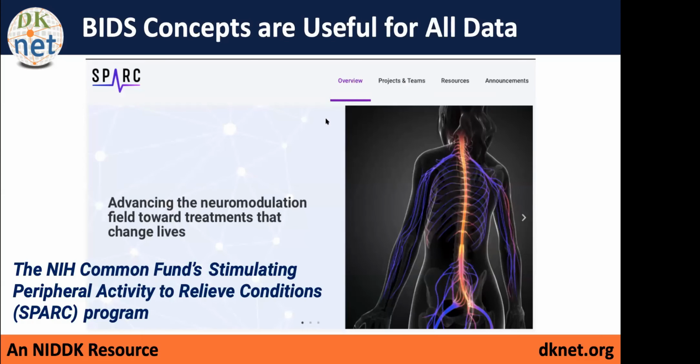And again, this is all in the context of an NIH program. So this is a large program that's meant to collect data looking at the peripheral nervous system and how the peripheral nervous system relates to the potential for relieving conditions. So, how does modulation of the peripheral nervous system lead to potentially useful treatments?